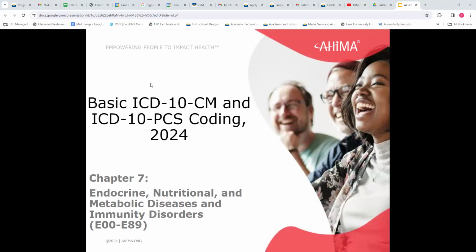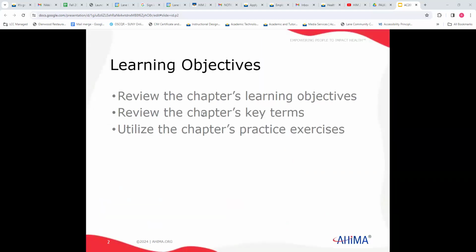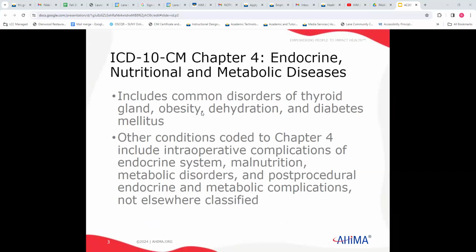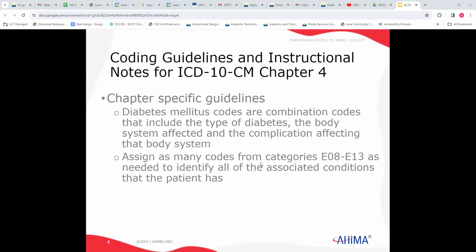In this set of lectures, we're going to be talking about coding endocrine, nutritional, metabolic diseases, and diseases of the immune system. These codes all begin with E as in endocrine and include areas like diabetes and other endocrine disorders, things like the thyroid, obesity, dehydration, but also things we don't always think about, post-procedural endocrine and metabolic disorders, and other things. Let's start with diabetes, one of the more common ones that we see in primary care.